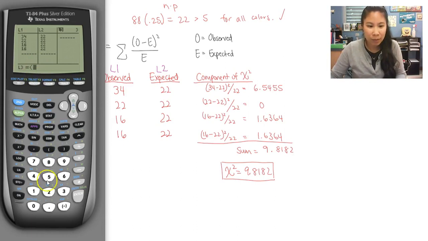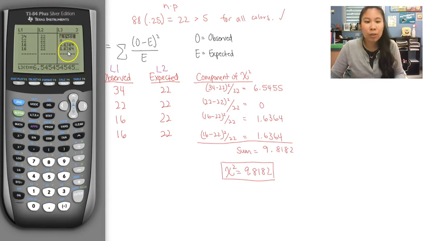So I'm going to start my parentheses. O is in L1, so I'll type in L1, minus E, so that's L2, and I'm squaring that, dividing by E, which is L2. So when I type it in just like that, as long as L3 is highlighted, it'll calculate each of these numbers for me, and there's each of my components.